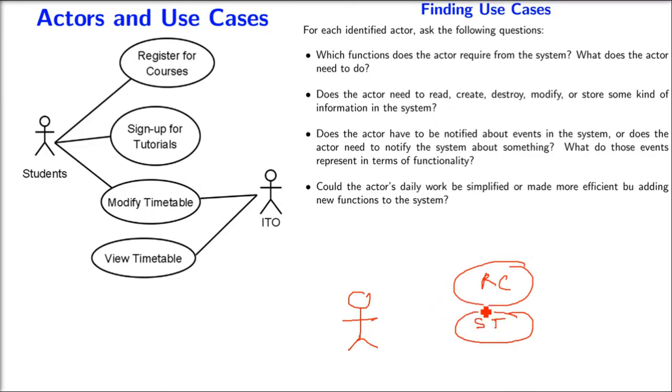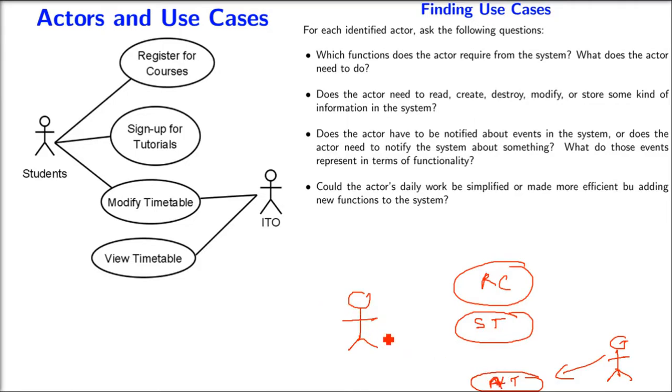Apart from this, does the actor need to read, create, destroy, modify, or store some kind of information in the system? Yes. There can be another actor, say a teacher or an administrator or any other person, who is going to make or modify the timetable. So let me tell you, one use case is ready now. We need to have a timetable. For that, we need to modify the timetable, because without a timetable, how is the student going to come to class? You need to know the time of this class, humanity class or commerce class.